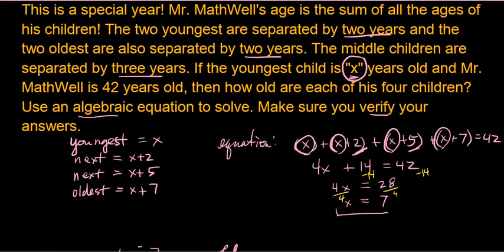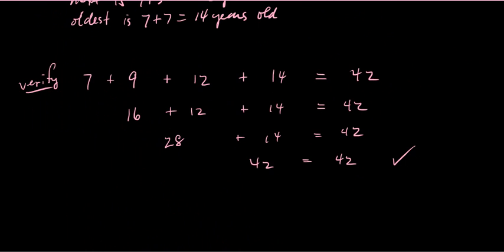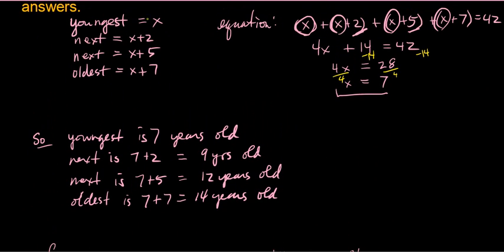So if we have x equals 7, we have to remember what we set x equal to, and x was equal to the youngest age. So if the youngest is 7, that means the next oldest is 7 plus 2, 9. And then the next after that is 12, and the oldest is 14. Because x, remember, it's all based on x up here.